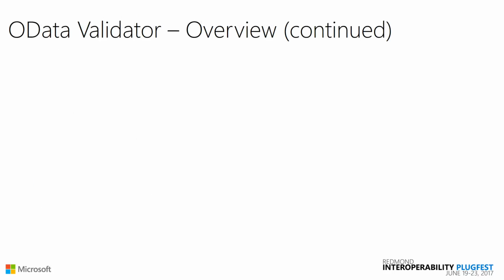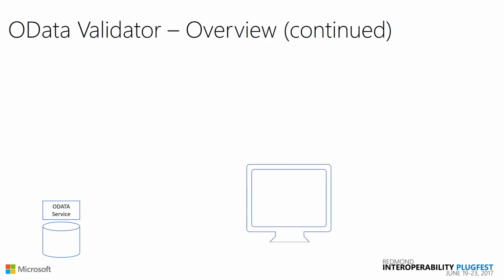All right, well, so you want to test an OData service. Exactly what are you doing? Well, let's say you've got your OData service represented here by this cylinder typically used to denote a database. And that's the OData service. And then it's got a client that's making requests against the OData service.